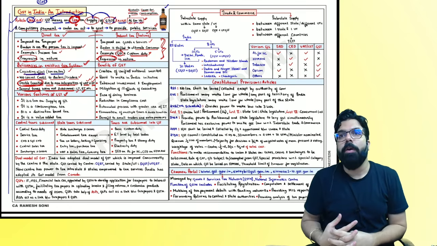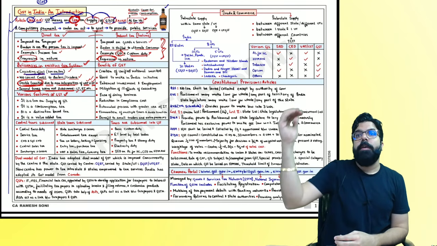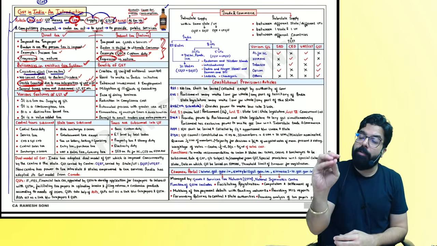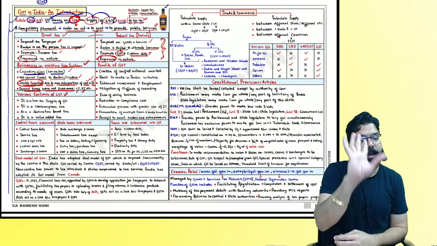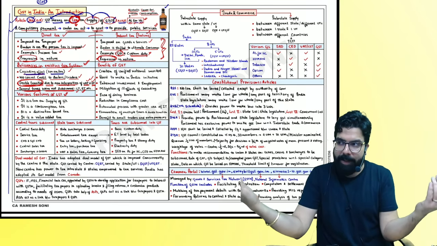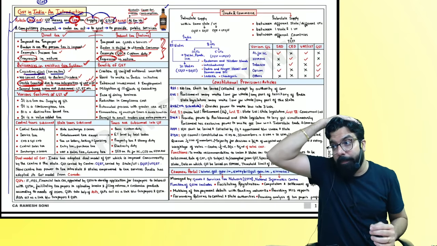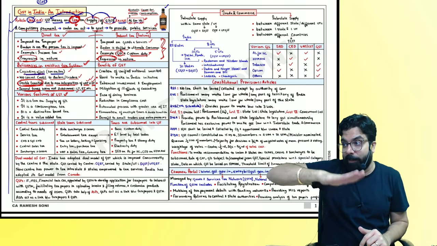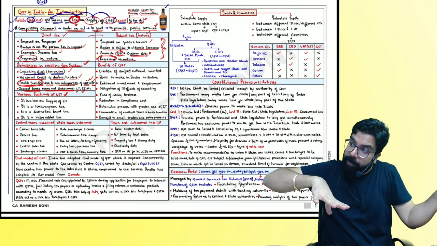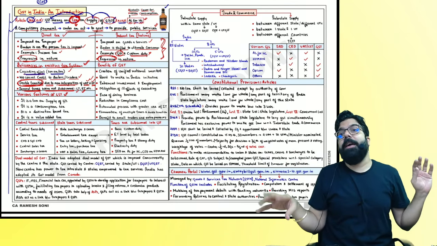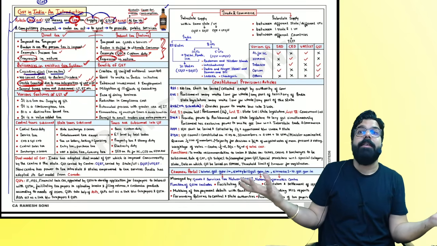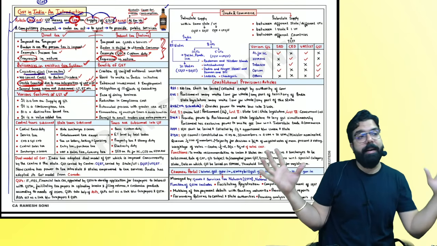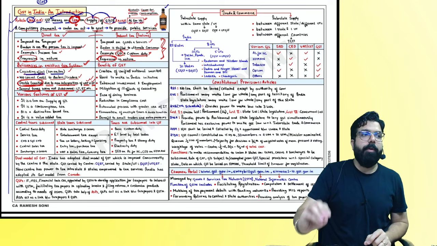Next. Tax means what? Compulsory payment which you make to the government under an act so that the government can provide you various public services. Then we learned the difference between direct tax and indirect tax. Direct tax is imposed on me, and the burden is also on me. Indirect tax is imposed on goods and services, and the burden is shifted to whom? Direct tax is income tax. Indirect tax is GST and customs. Direct tax is progressive. Indirect tax is regressive. Are we clear?